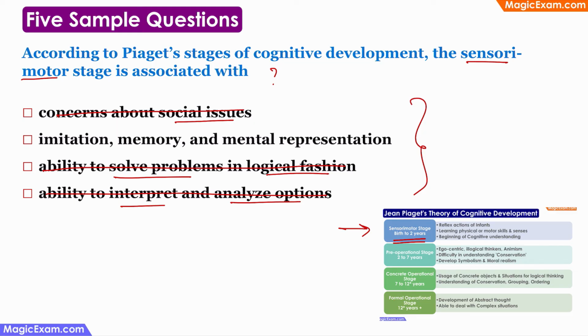That is, the child can imitate, and the child is learning how to remember things, and the child is also trying to represent things mentally. That is, when the child sees something or hears something, then the child is trying to associate it with a person or a thing. Therefore, the correct answer here is option 2.